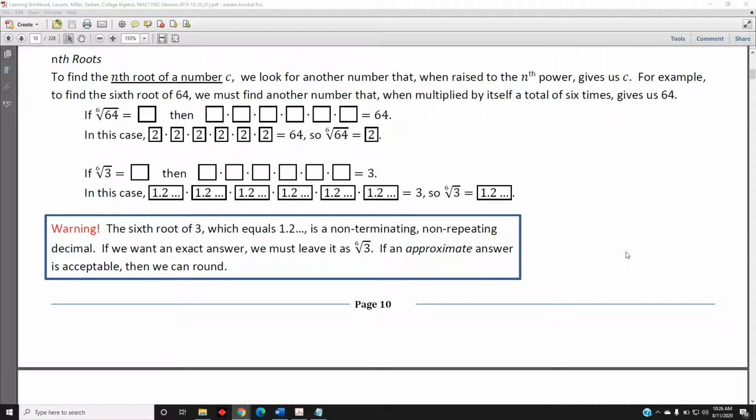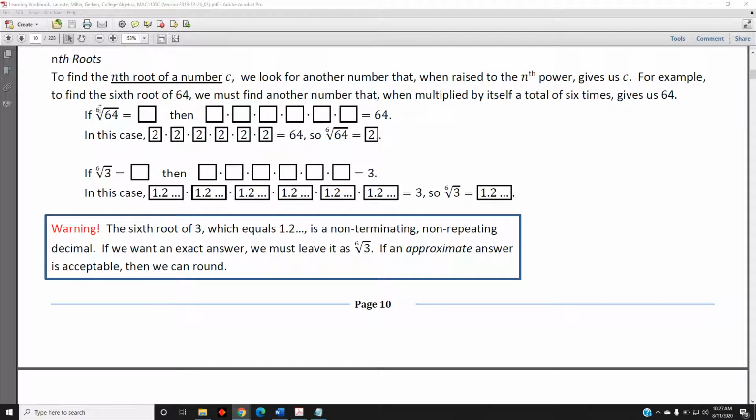The topic of this video is simplifying radicals. Nth roots. To find the nth root of a number c, we look for another number that, when raised to the nth power, gives us c. For example, to find the sixth root of 64, we must find another number that, when multiplied by itself a total of six times, gives us 64.